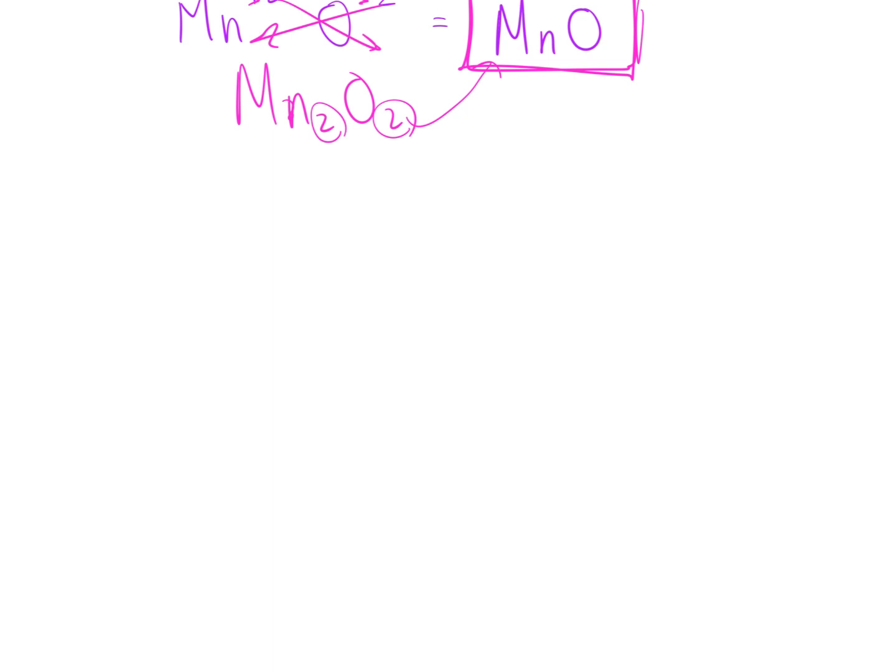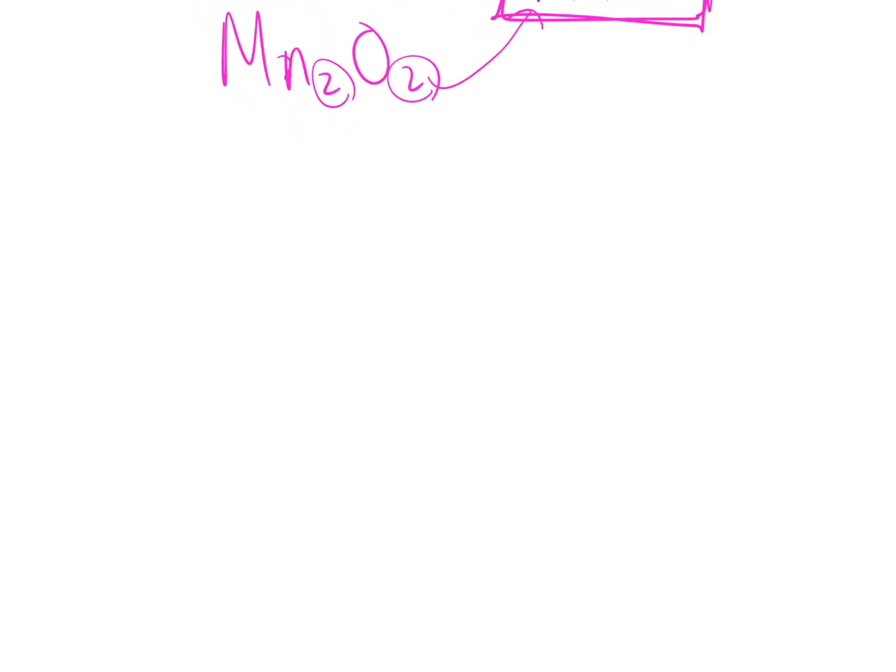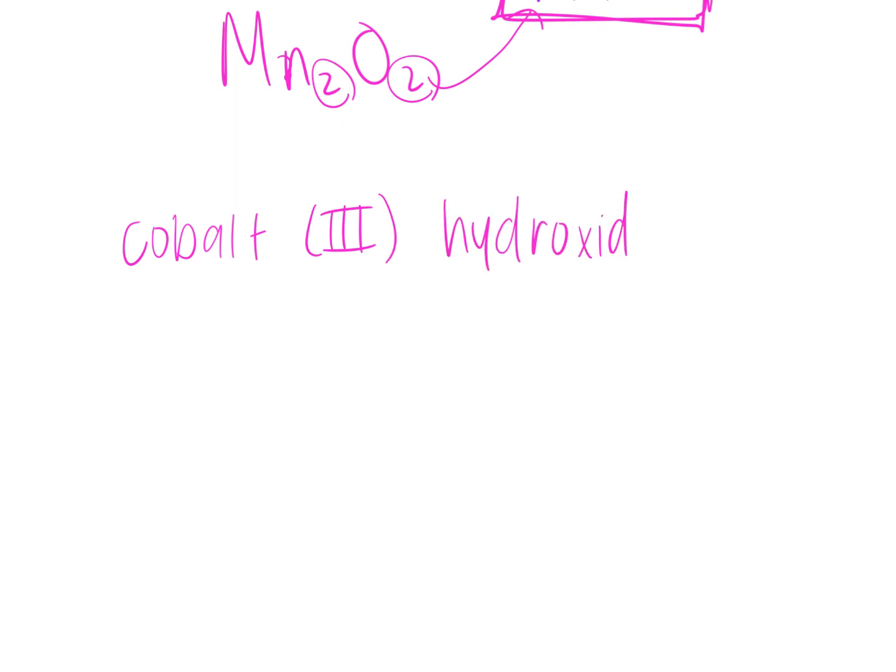All right, give me the formula for cobalt 3 hydroxide. Cobalt 3 hydroxide. Do you remember what hydroxide is? It's going to come out of the box. That's a polyatomic ion. So it comes out of the box. Cobalt 3 hydroxide.